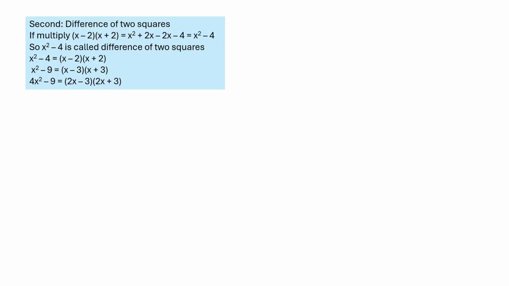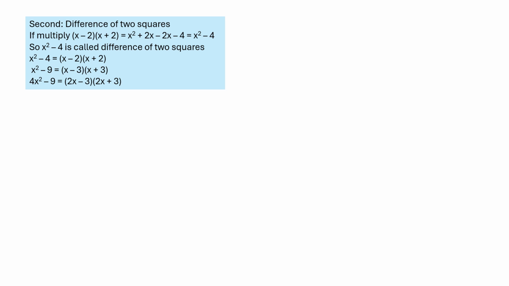The second type is famous, also. It is called difference of two squares. If we multiply (x minus 2) times (x plus 2) by the normal method like FOIL, we get x squared plus 2x minus 2x minus 4. In this case, if the two brackets are the same but different in the middle sign, the middle two terms will be cancelled out. So 2x minus 2x is cancelled out, and the rest is x squared minus 4.